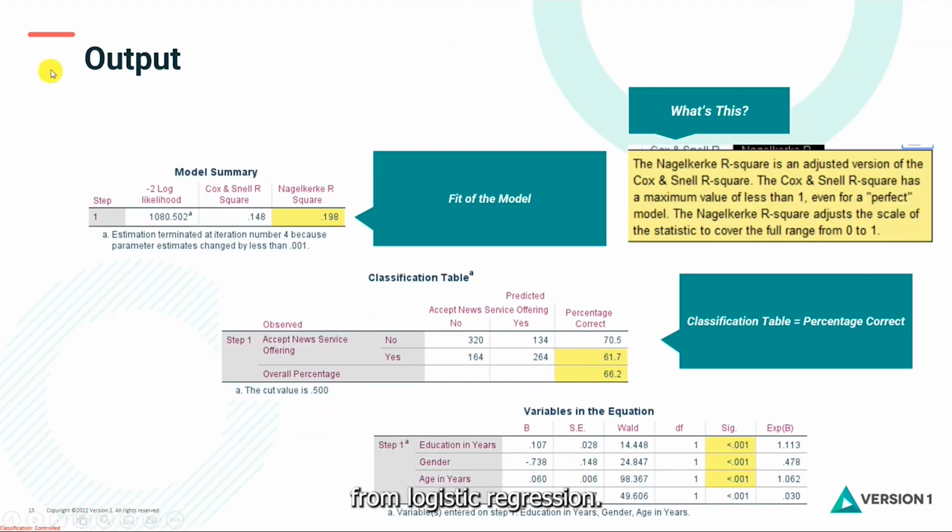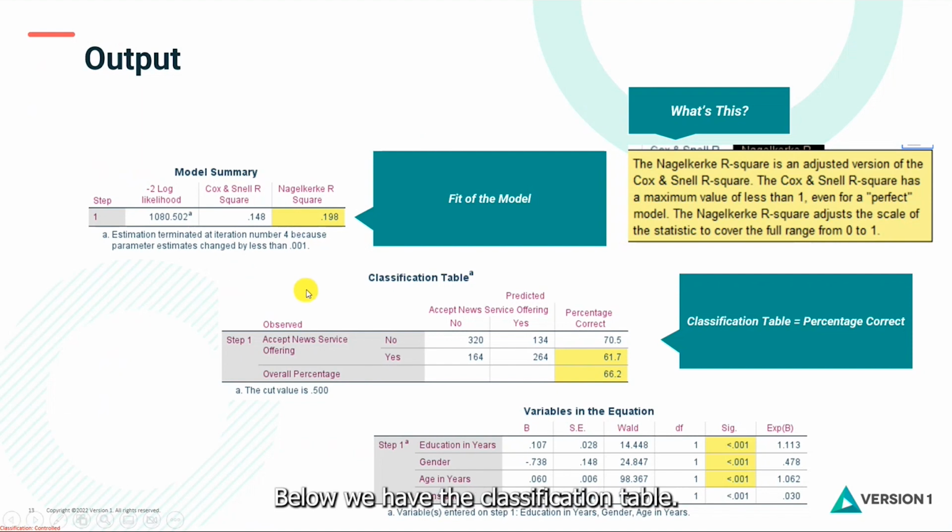Now, here's some output from logistic regression. Again, I'll run this in SPSS and I'll walk you through this. But first of all, as with linear regression, we have the model summary table. Here you can see I've highlighted the fit of the model. You can see that the variables that I've included explain about 20% of the variance in news channel take-up. Also, I double-clicked to open up the table and I asked, what's this? So always remember that you can ask what's this, so you can click on a statistic and it will give you information about that statistic. So I'll show you how to do that.